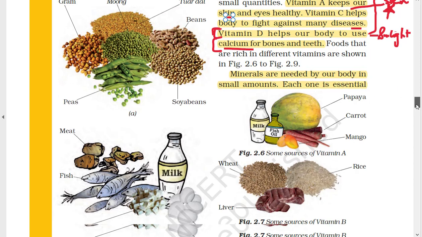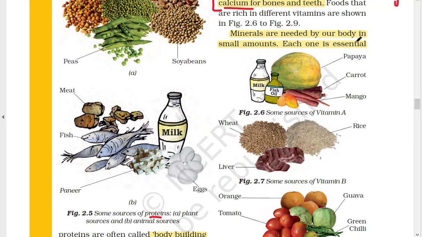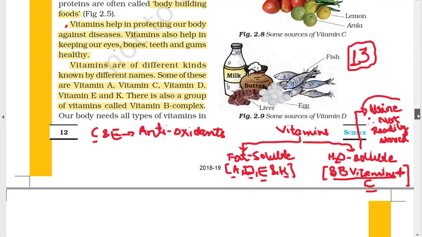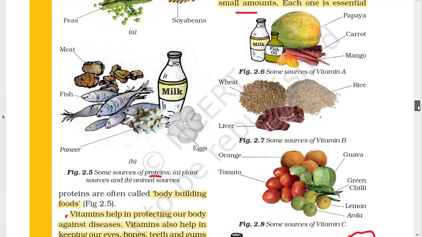Okay, now let's move forward. Minerals again are needed by our body in small amounts, that's why they are micronutrients. What are the examples of minerals? Like we have iron, calcium, and iodine. Let us see these images also. What are the sources of vitamin E? Again, very important.